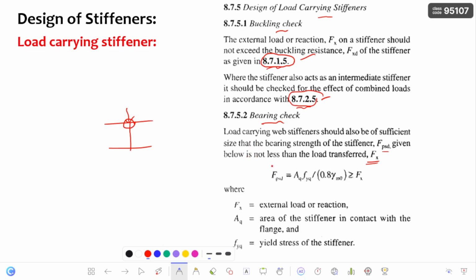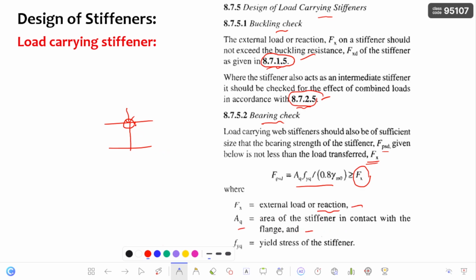So what they have given is this bearing strength is nothing but AQ into FIQ by 0.8 gamma MO should be greater than or equal to Fx. Fx is nothing but the concentrated load which is acting on the plate girder, for external load or reaction. Coming to the AQ, this is the area of the stiffener in contact with the flange.